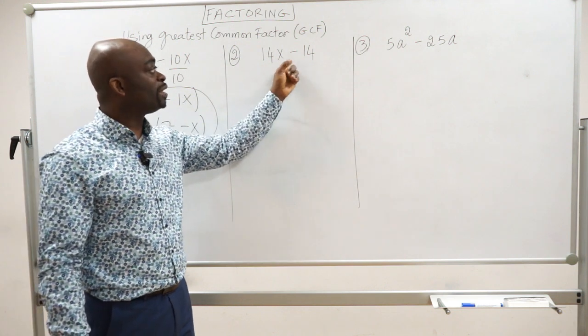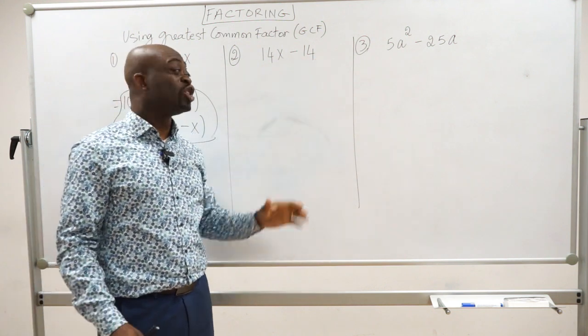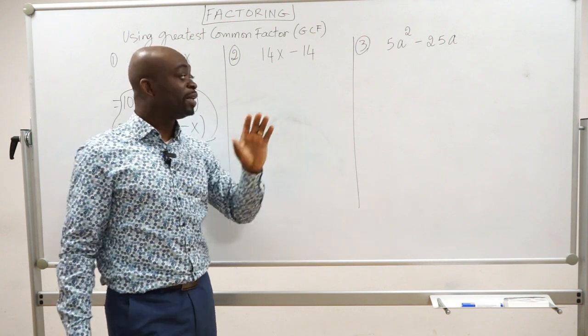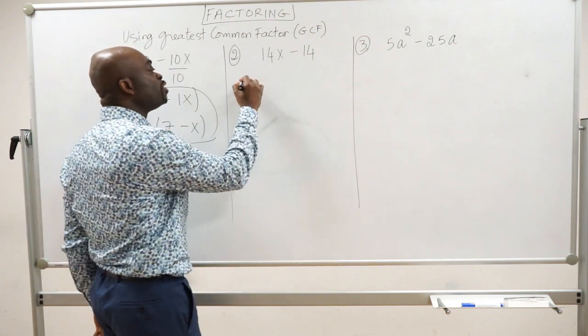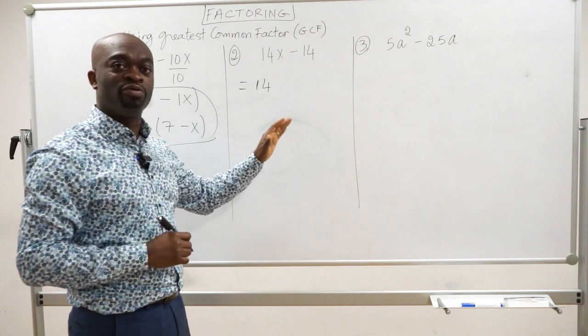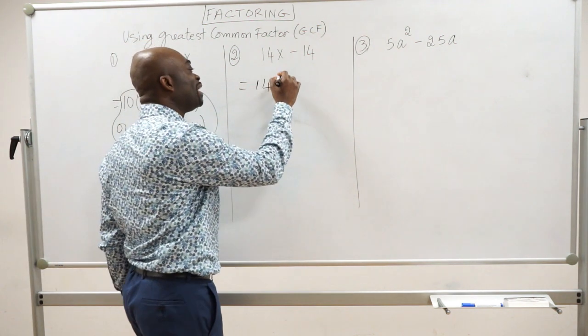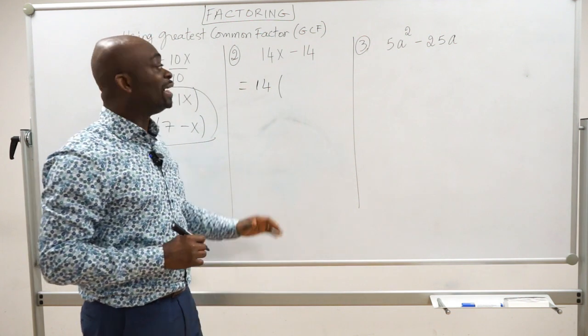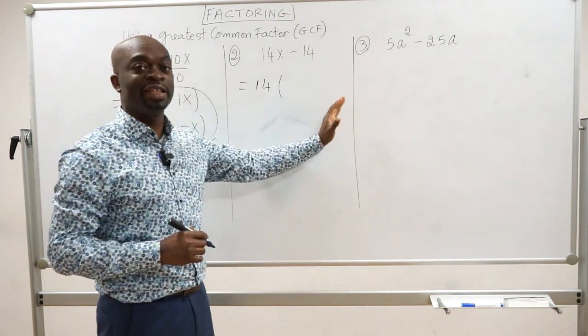We have 14 here, and then we do have 14 here. So this one is just straightforward because you have 14 there for both of them. So this is equal to what? So 14 is your common factor. So you keep that 14, you write it down, you keep it first, and then now you open your parentheses. And then whatever is left, that's what you put in the parentheses.